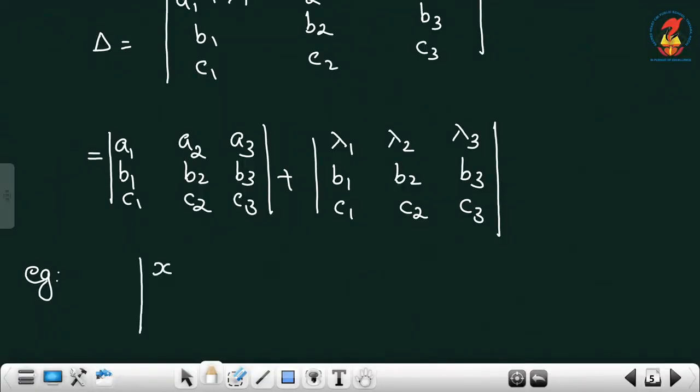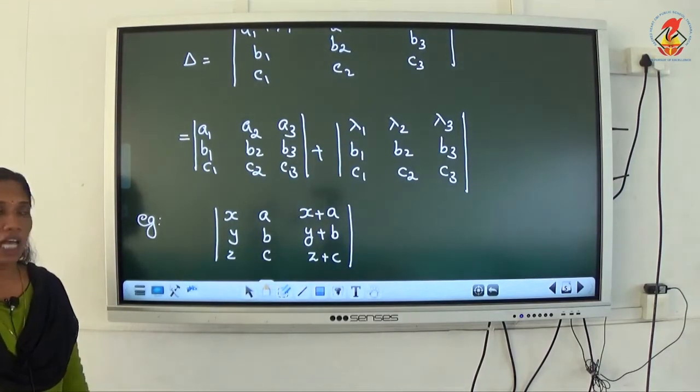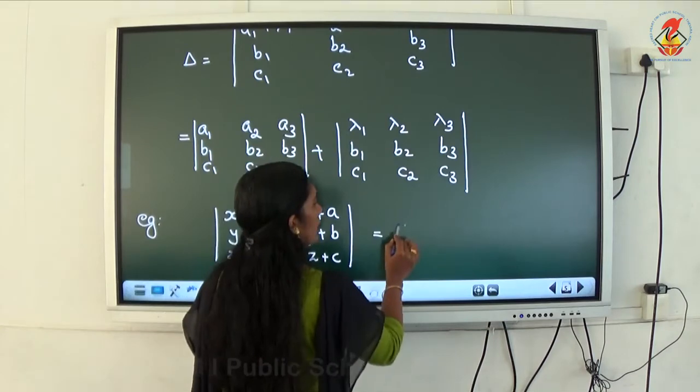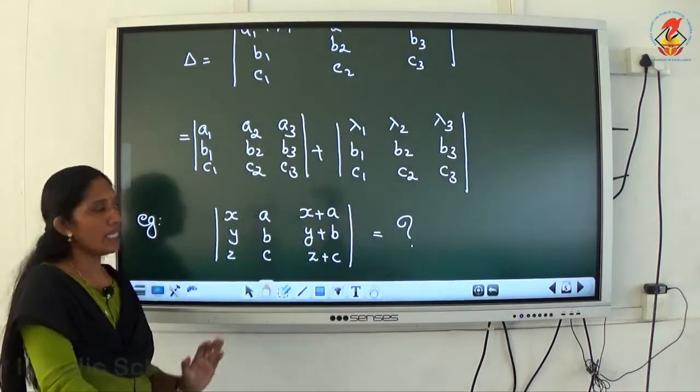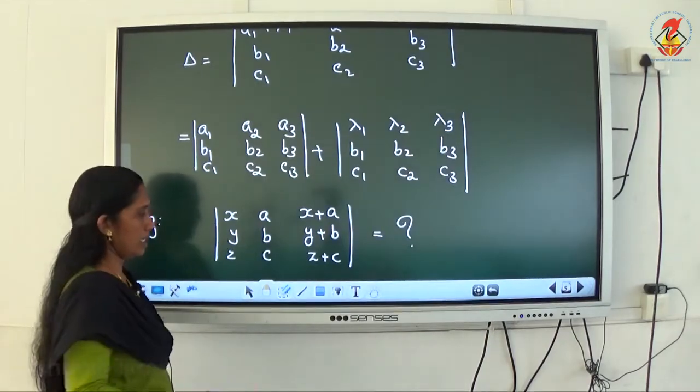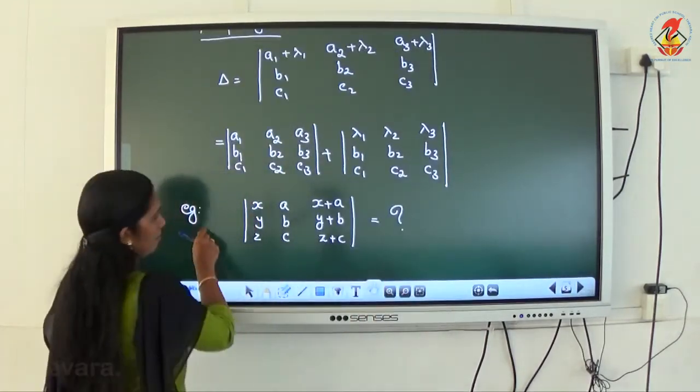Determinant x, y, z, a, b, c, then x plus a, y plus b and z plus c. What is the value of this determinant? Without expanding, using the properties we can find the value of the determinant without expanding it.